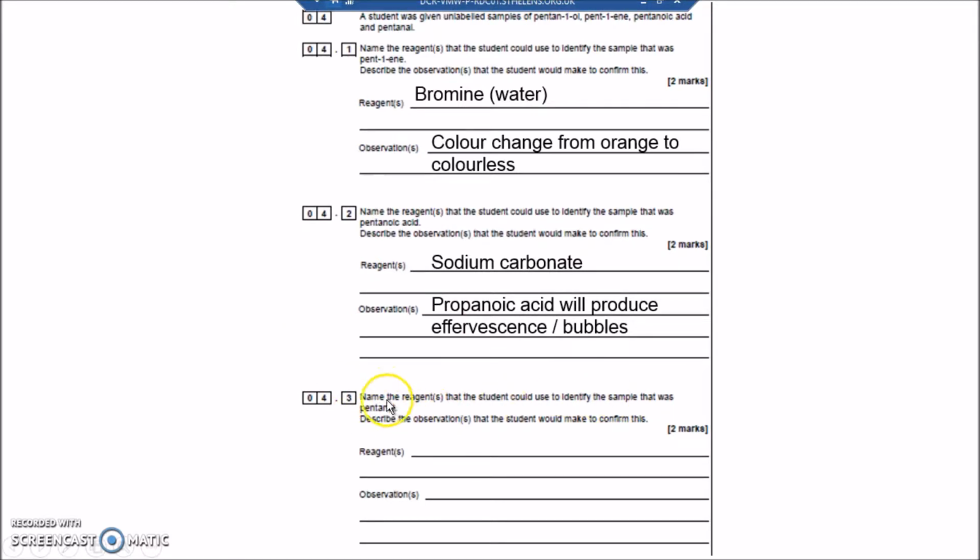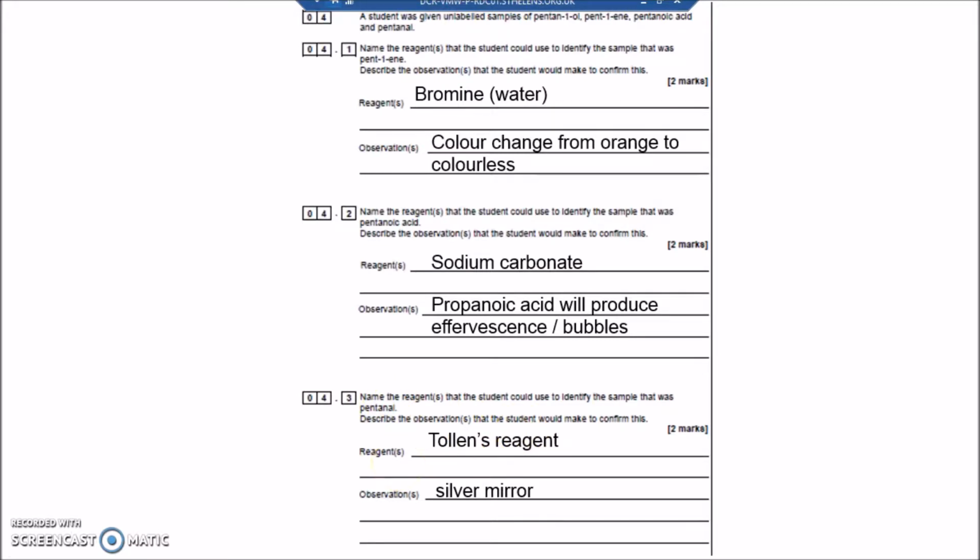Name the reagent. Sample was pentanal, so an aldehyde, so you're looking for Tollens reagent. Now at AS you'll get away with Tollens reagent. At A2 you need to put warm Tollens reagent, and the observation is a silver mirror. Alternatively, you could use Fehling's solution that would give a brick red precipitate. So at AS, Tollens reagent will get you the mark.